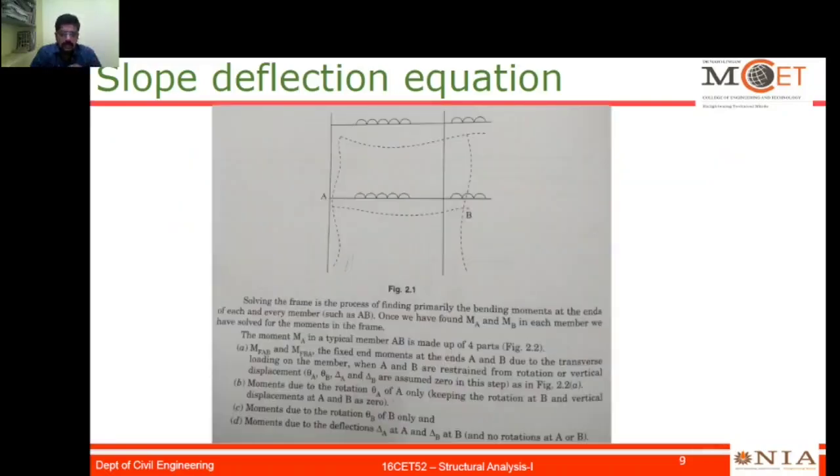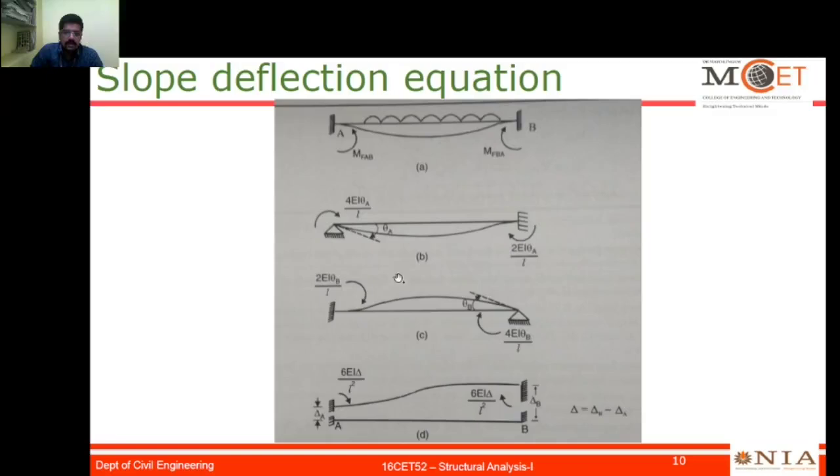If you see this slide, we have a drawing and some writing, and these statements are based on the drawing. This is what I have told you. If the beam is fixed, then we will have a fixed end moment, that is, moments at the support, which are nothing but this MFAB and MFBA. These two are called fixed end moments.